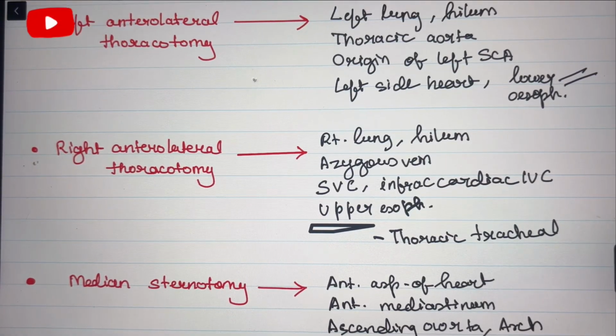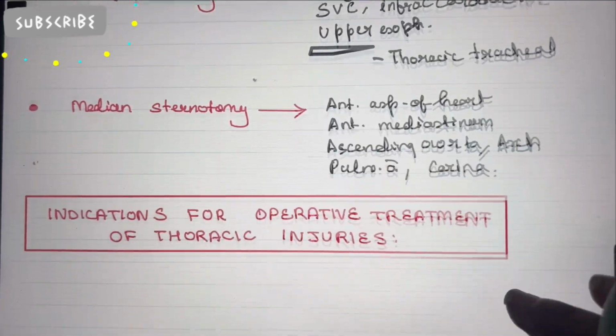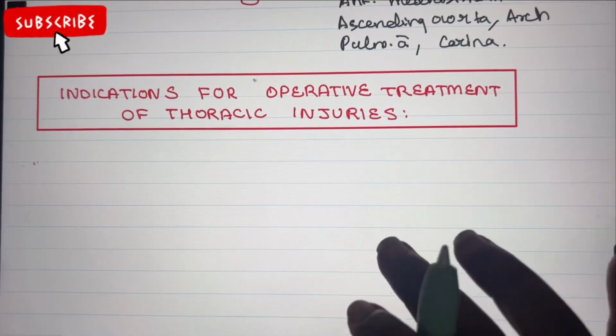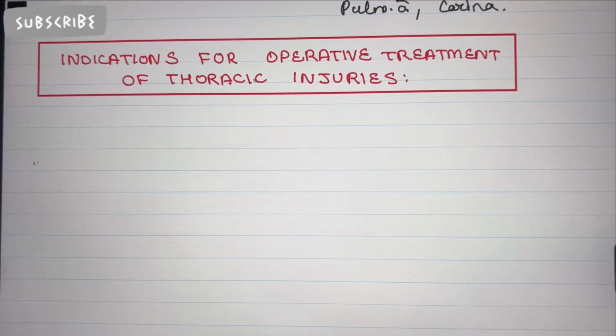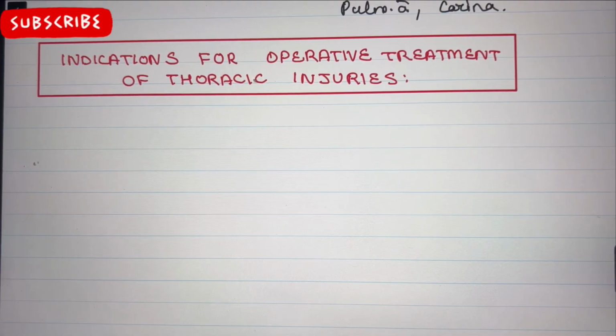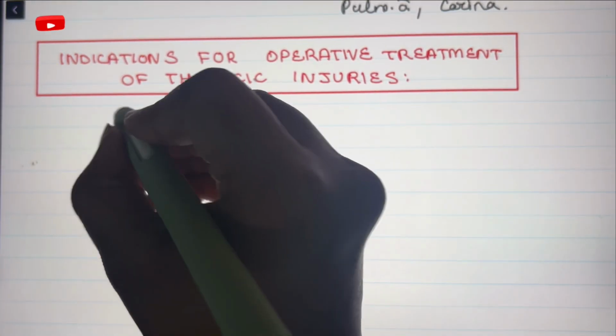Now we have to mainly know the major thing, which is also asked in many exams, and you will have a question. This is so important. What are the indications of operative treatment of thoracic injury? When will we call a CTVS surgeon and open the chest?